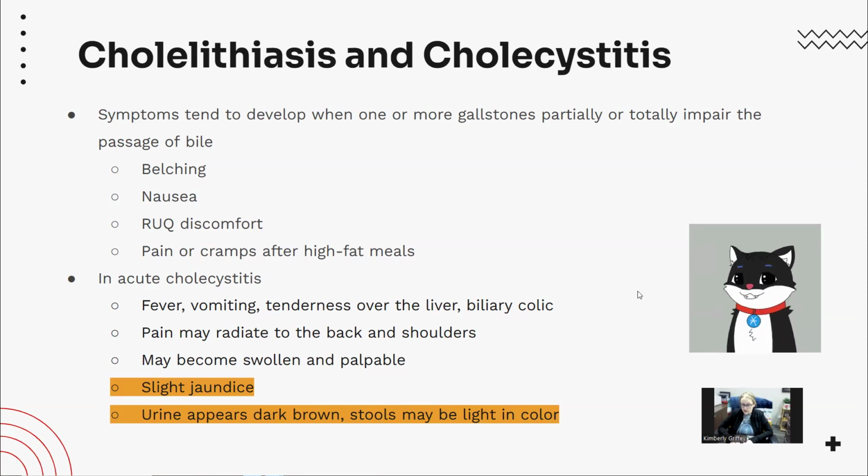So what happens when you have gallstones? If you have high-fat meals, you have something called cholecystokinin. This is a hormone that's secreted by the small intestine, and it stimulates the gallbladder to send bile for digestion. The gallbladder then responds by contracting forcefully, and then without proper treatment, the gallbladder can become necrotic, rupture, and lead to peritonitis.